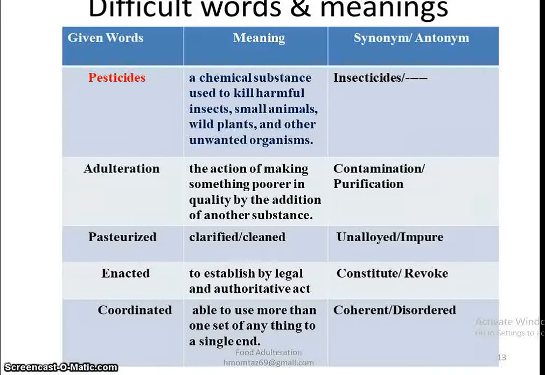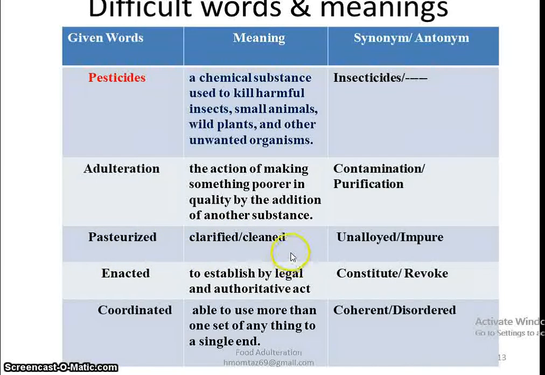Dear learners, now we will enjoy the difficult words and meanings with antonym and synonym from our text. What words are given? You see, pesticides, that is a chemical substance used to kill harmful insects, small animals, wild plants, and other unwanted organisms. The synonym is insecticides. There is no antonym. Adulteration, the action of making something poorer in quality by the addition of another substance. Its synonym is contamination. The antonym is purification.